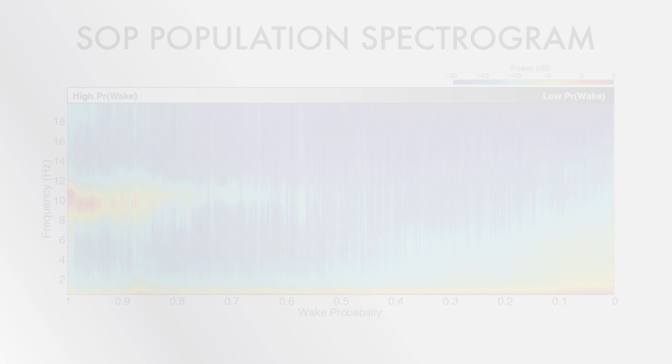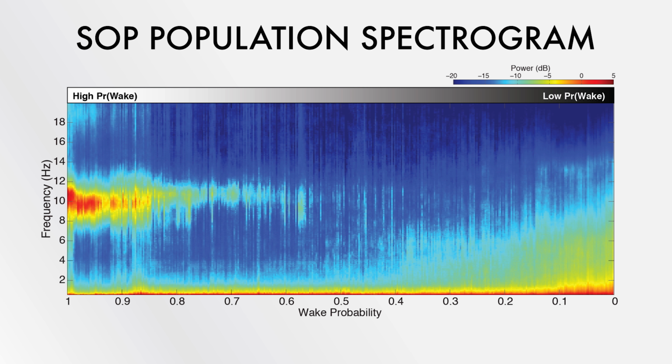We can do this by computing the sleep onset process population spectrogram. Unlike the other spectrograms that we've seen, in which time is noted on the x-axis, this plot uses the wake probability, and we compute the average EEG spectrum across all the subjects for each value of wake probability. This allows us to provide a continuous metric for what the EEG looks like for a particular cohort at different levels of wake probability. What we see is a gradual decrease in alpha power and bandwidth, with a very gradual increase in delta and theta power and bandwidth.